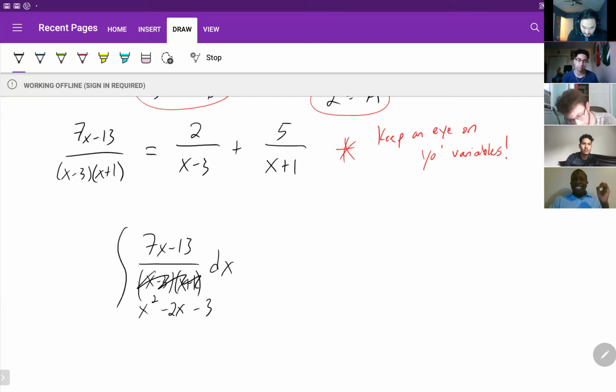I think I know what you're trying to say. Yeah. If you derive the bottom piece, you get 2x minus 2, which does not appear anywhere in the problem. You have 7x minus 13 on top, right? But not a 2x minus 2. So you can't use u sub.